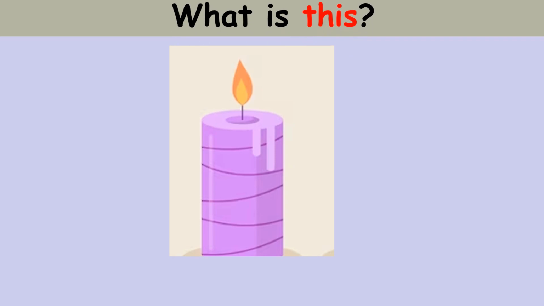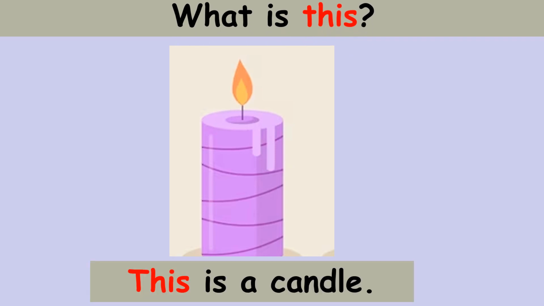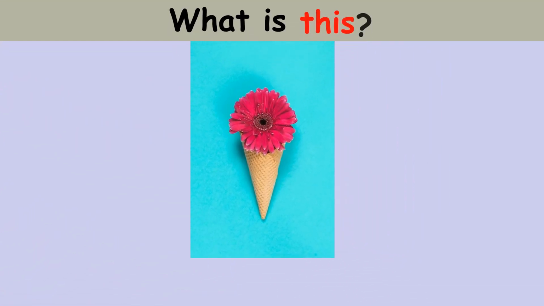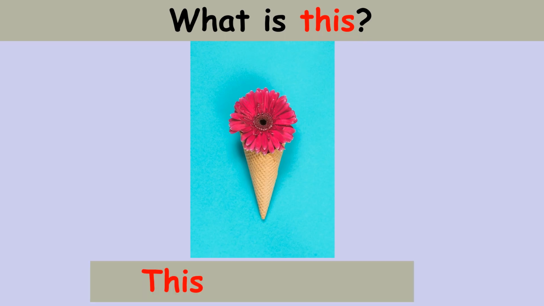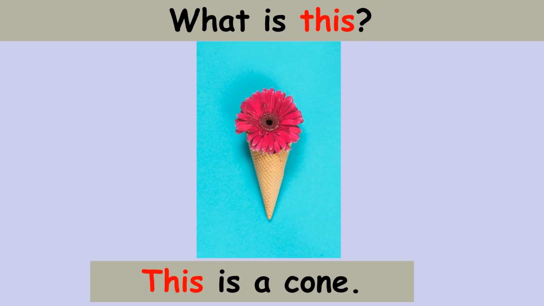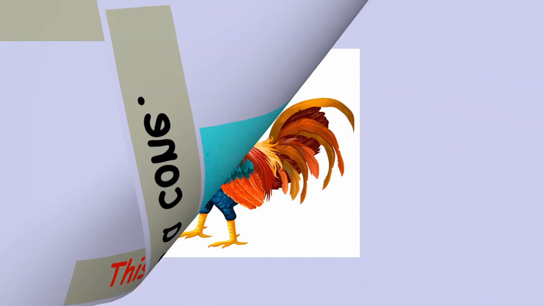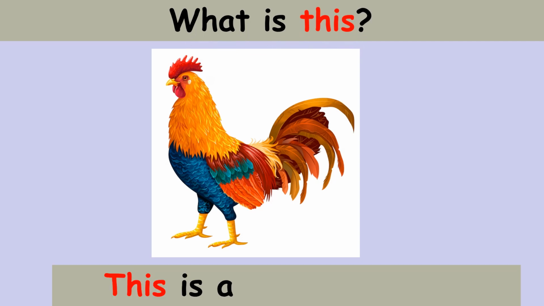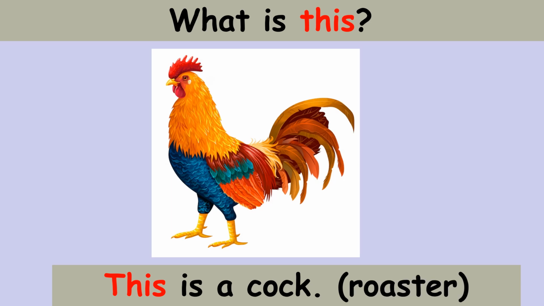What is this? This is a candle. What is this? This is a cone. What is this? This is a cock. Oh, this is a rooster.